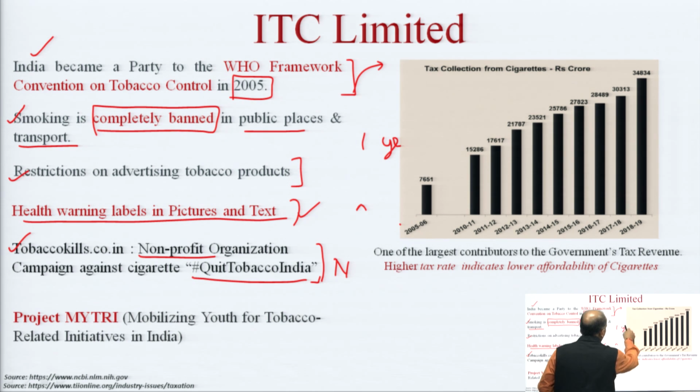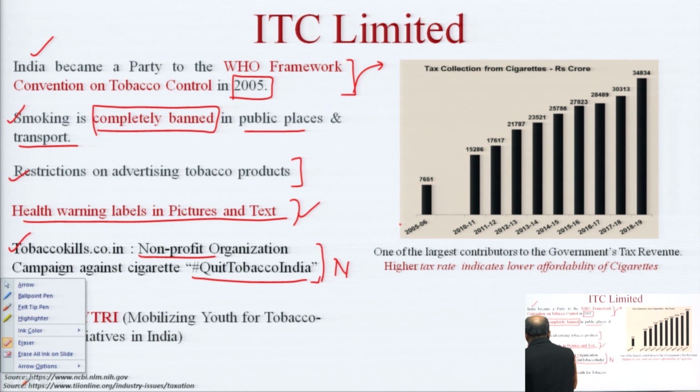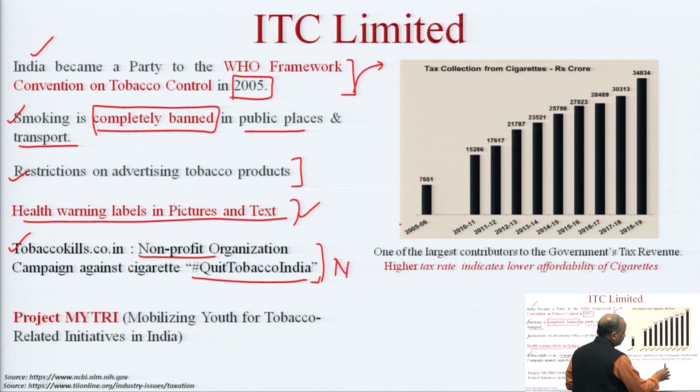See, this is the graph which is showing the contribution of the tobacco industry to the total revenue generated from tax. This data is taken from 2005 to 2018-19, and you can see a progressive increase in it.